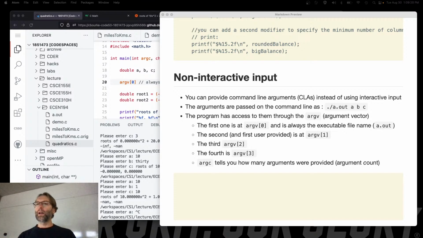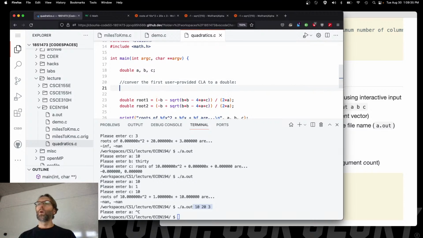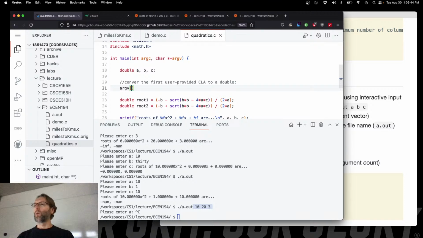We can play around with that here in a little bit, but let's go ahead and finish this program. I want to convert the first user-provided command line argument, CLA, to a double. Well, where is the first user-provided one? At argv sub 1. But argv sub 1 is not a double. I cannot do something like this: A is equal to that.